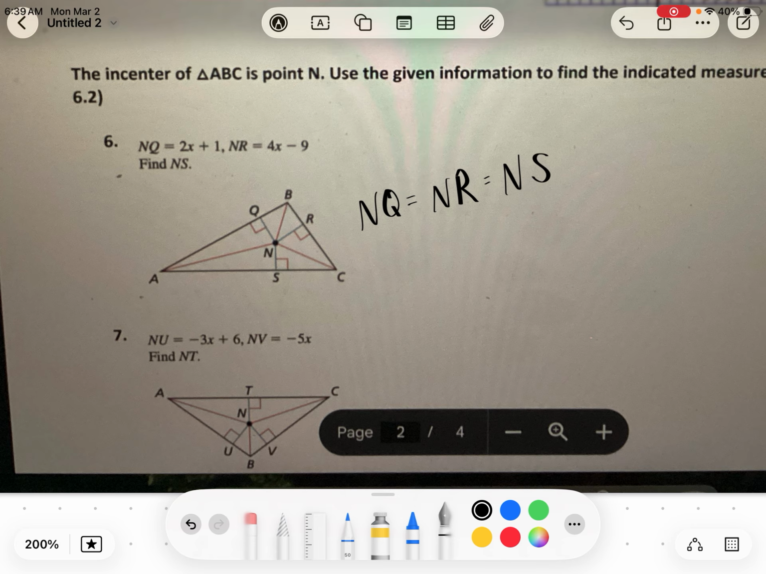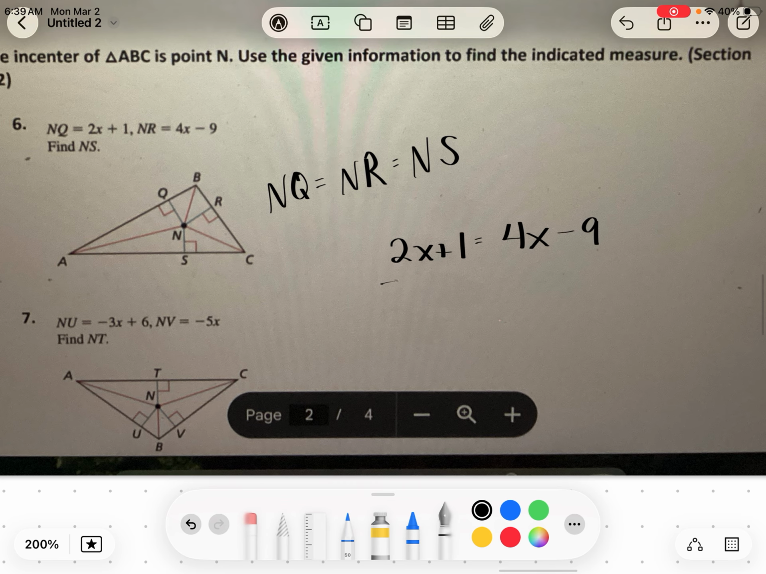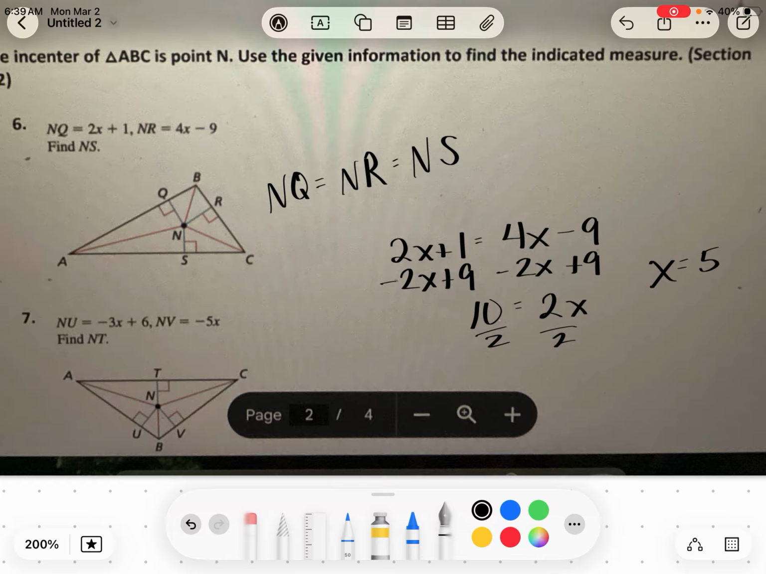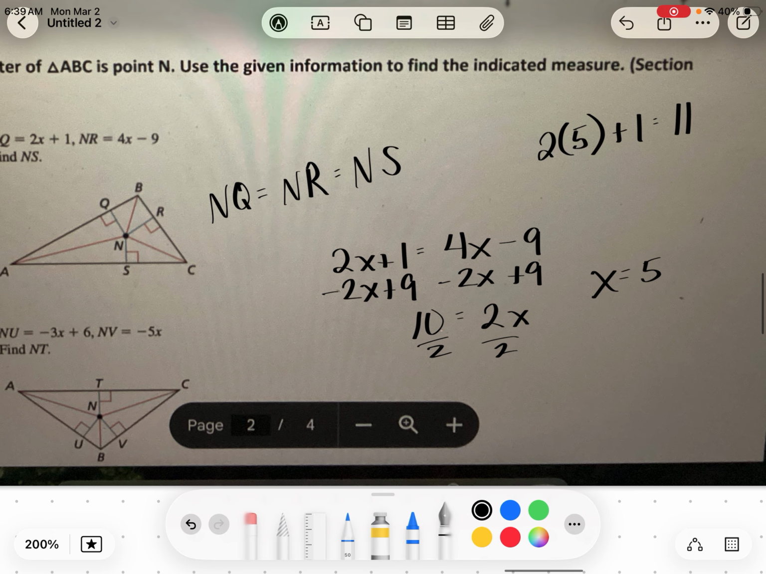So if I want to find those, I can just set them equal to each other. So 2x plus 1 will equal 4x minus 9. Subtract 2x over, add 9. I get 10 equals 2x. Divide by 2. I get x equals 5. Then to figure out how long it is, I just put 5 into either one. Doesn't matter, you'll get the same answer regardless. So 2 times 5 plus 1 is 11. So that's how big NS is.